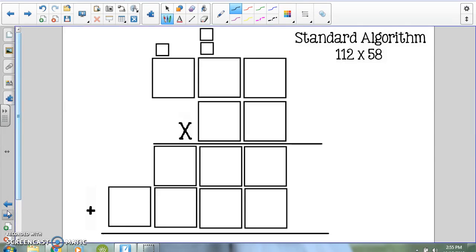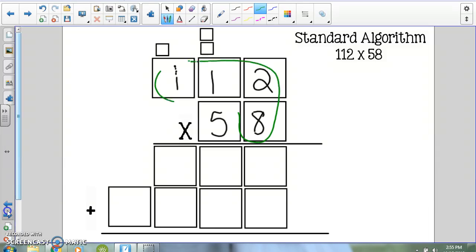So we have 112 feet by 58 feet. We're going to go ahead and make our turtleneck or gooseneck or Mr. Cox's head, whatever you want to call it. And we're going to start dancing.